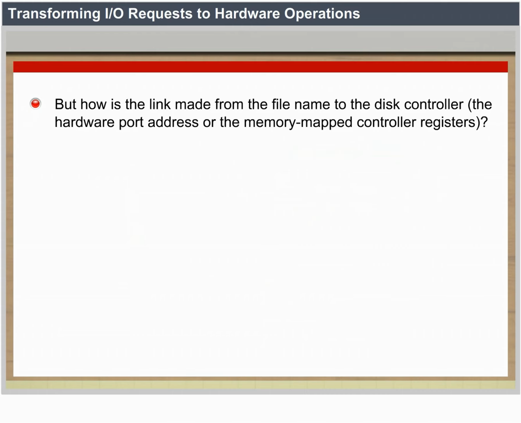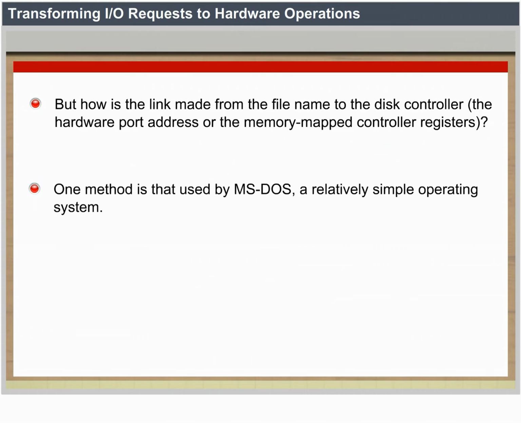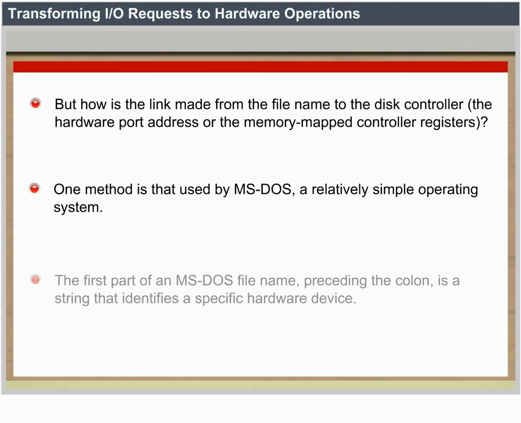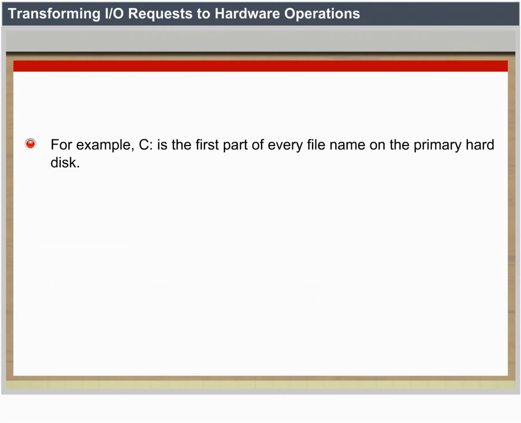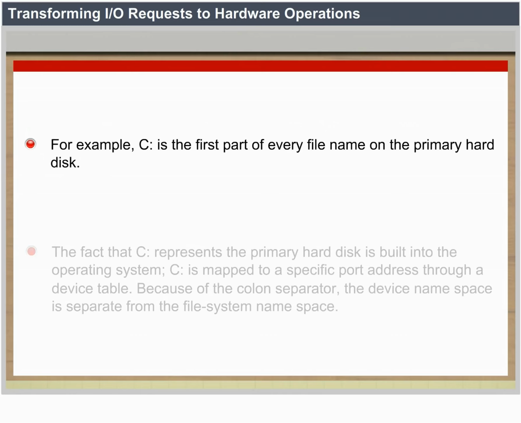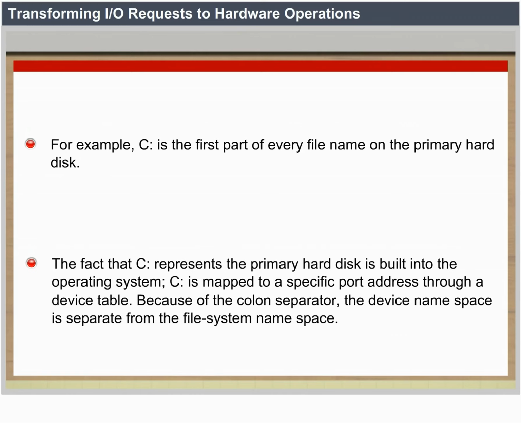The first part of an MS-DOS file name, preceding the colon, is a string that identifies a specific hardware device. For example, C: is the first part of every file name on the primary hard disk. The fact that C: represents the primary hard disk is built into the operating system. C: is mapped to a specific port address through a device table. Because of the colon separator, the device namespace is separate from the file system namespace. This separation makes it easy for the operating system to associate extra functionality with each device.